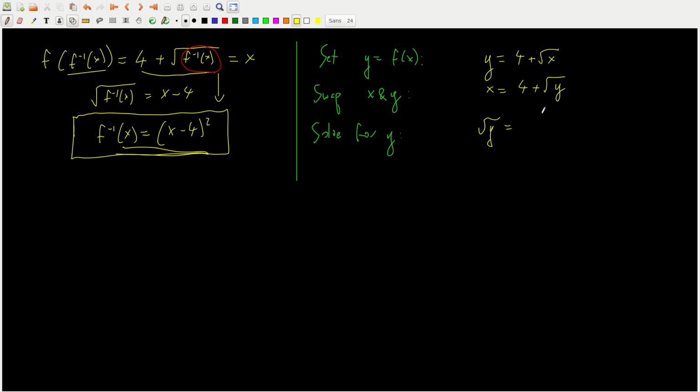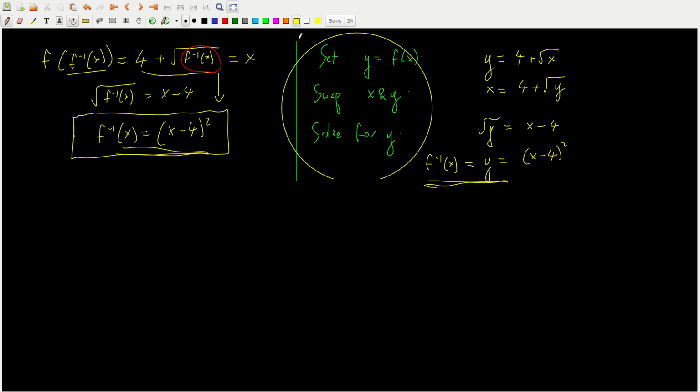And so we're going to end up with the square root of y equal to x minus 4. And then we're going to square both sides to get y. And what we're left with is precisely what we had in the previous exercise, which is the inverse function. So if we follow this algorithm, set y equals f(x), swap x and y, and then solve for y, we'll end up with the inverse function. And so this is our set of steps to find the inverse function.